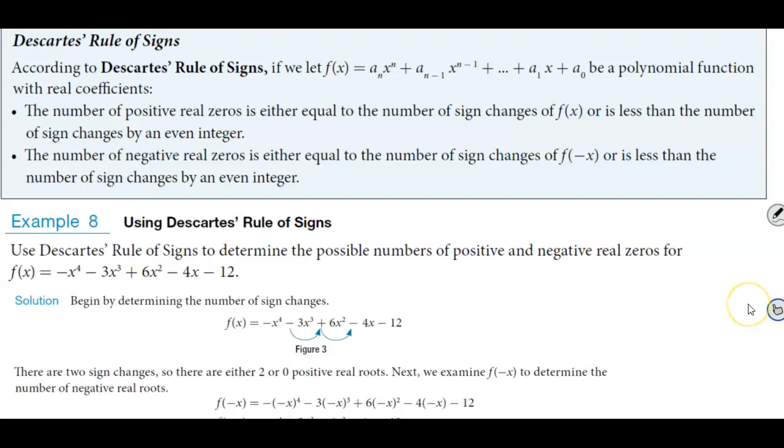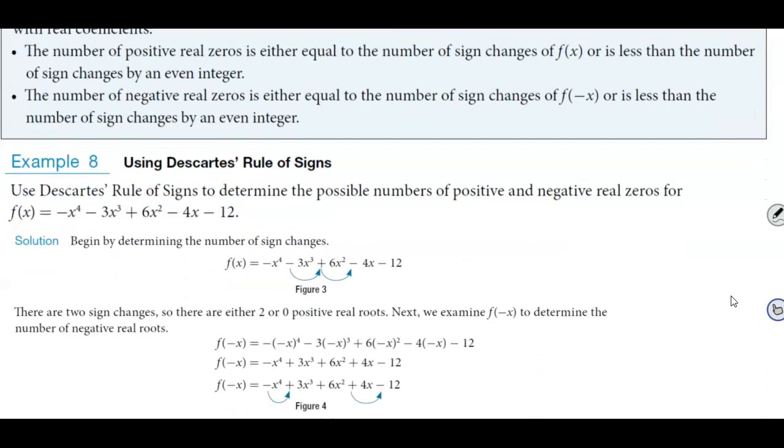The number of negative real zeros is either equal to the number of sign changes of f of negative x or is less than the number of sign changes by an even integer. So example number 8, we're going to use Descartes' rule of signs to determine the possible numbers of positive and negative real zeros for this function.